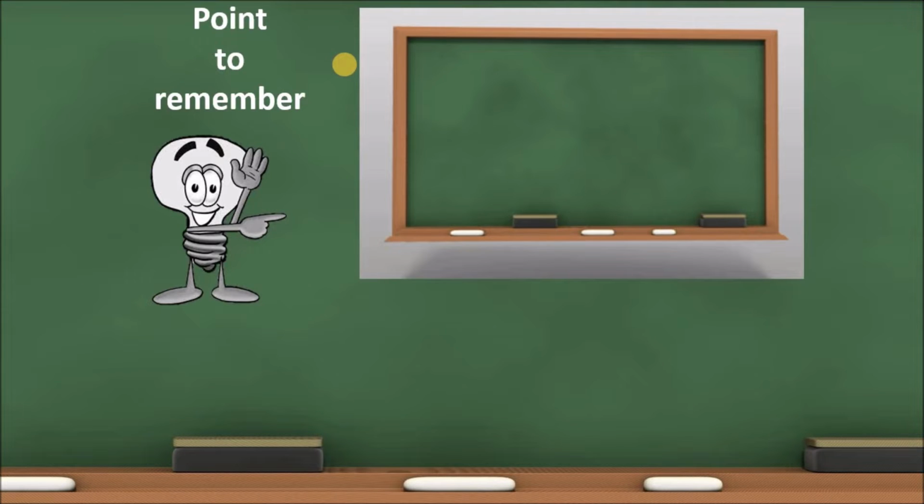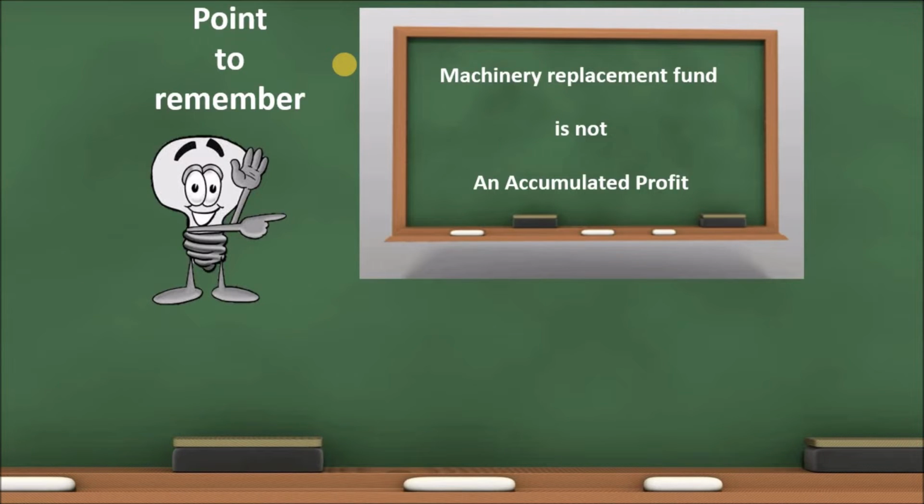The important thing to remember is sometimes on the liability side you will find a fund called machinery replacement fund. Please remember that this fund is not an accumulated profit. This fund is a specific fund and it is not to be used for distribution. This fund is to be only used for replacement of machinery. So it will not come under the category of accumulated profit.